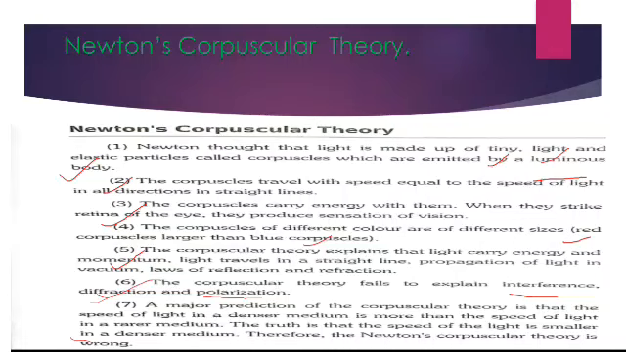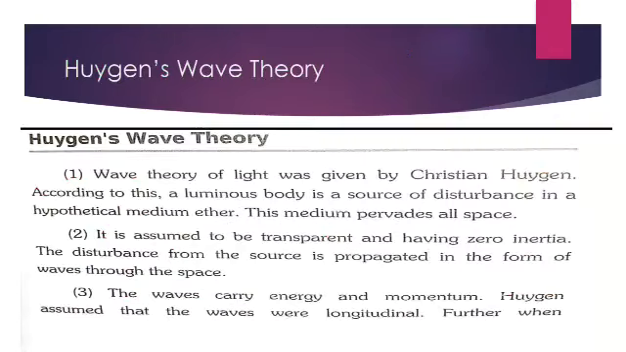We'll see in the next slide the Huygens wave theory. So this is our next slide, the Huygens wave theory. This Huygens wave theory was given by Christian Huygens, and according to this theory, a luminous body is a source of disturbance in a hypothetical medium called ether. This medium pervades all space.